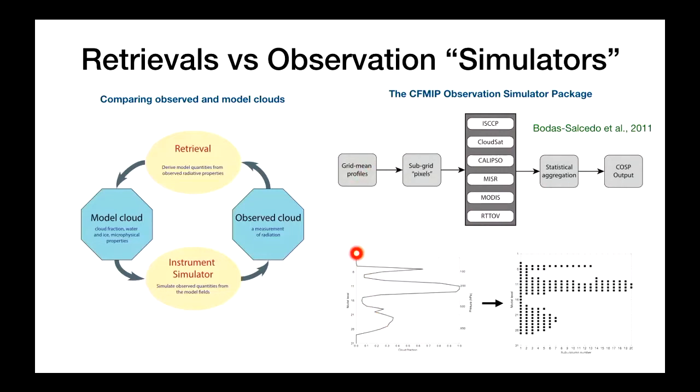So it does things like, here's a vertical profile of cloud fraction from a model, and then the simulator splits this up into little boxes, and then it calculates the radiation the satellite would have measured for each of those boxes, and then tries to compare that to the satellite observation.